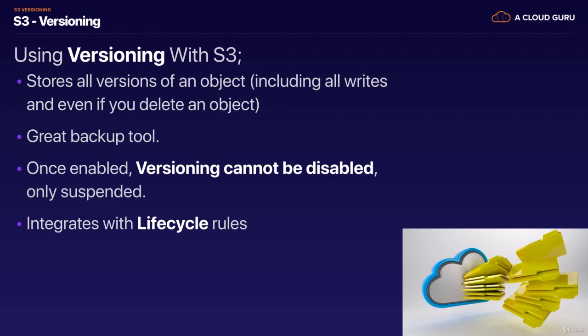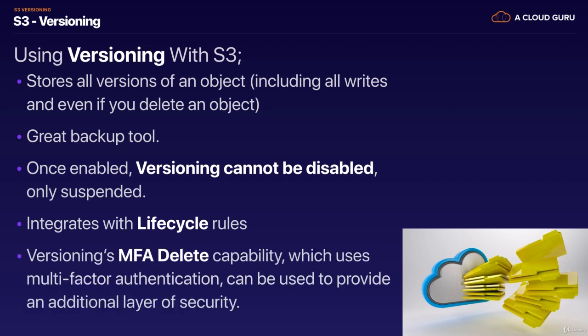It also integrates with lifecycle rules. We're going to cover that in the next lecture as well, where we'll look at how we can use lifecycle rules and versioning to move things to Glacier. Versioning also comes with MFA delete capability, which uses multi-factor authentication to provide an additional layer of security to stop people from accidentally deleting objects. To permanently delete something, you would need multi-factor authentication to do that.